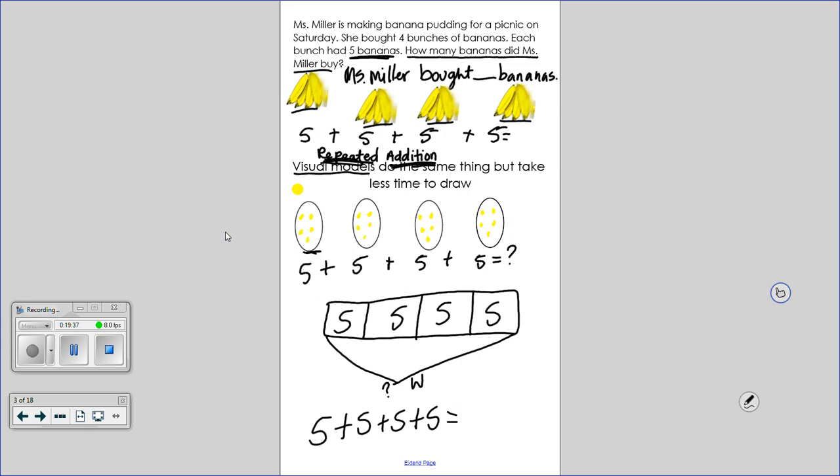All right, we found 3 different ways to solve this problem. Somebody finally tell me, what is 5 plus 5 plus 5 plus 5? I know, you've been dying to tell me. Kaylee, what is it? 20. Add it to all of our equations.